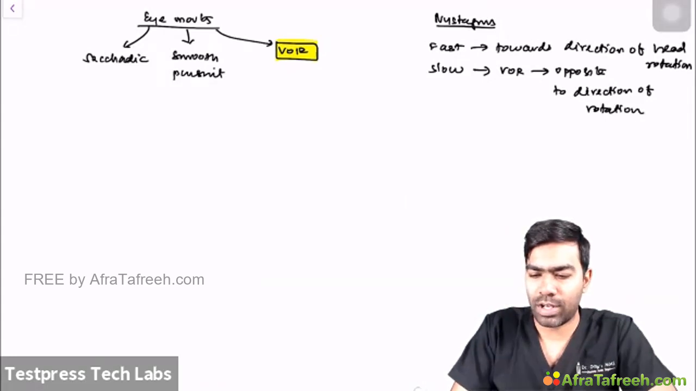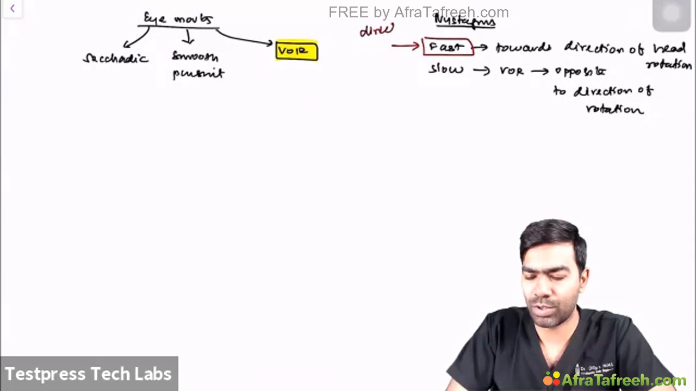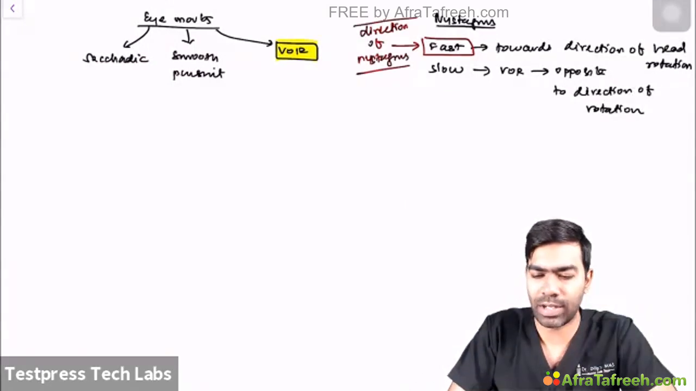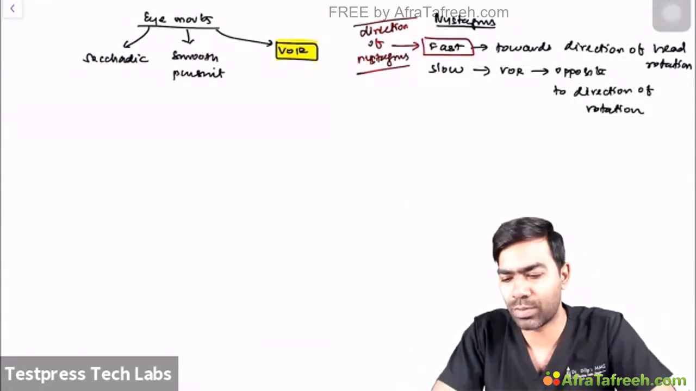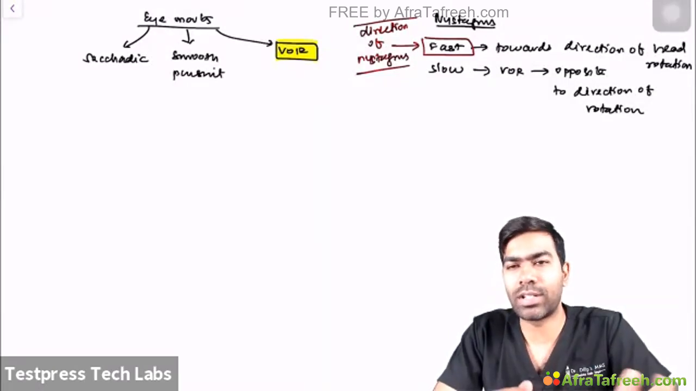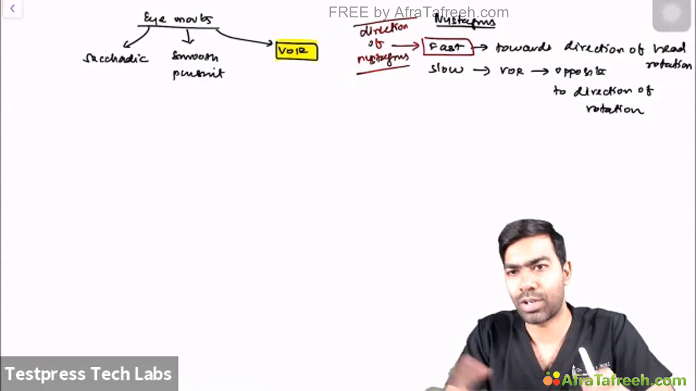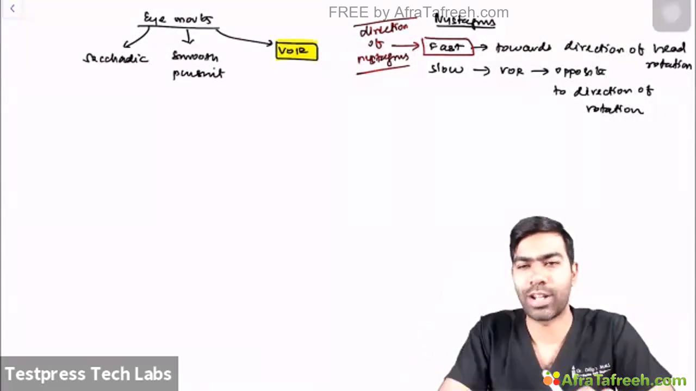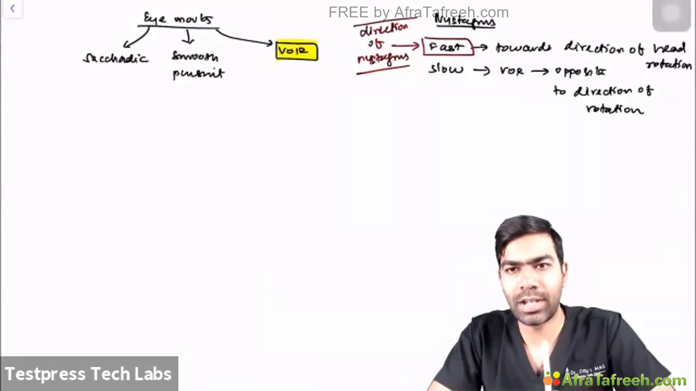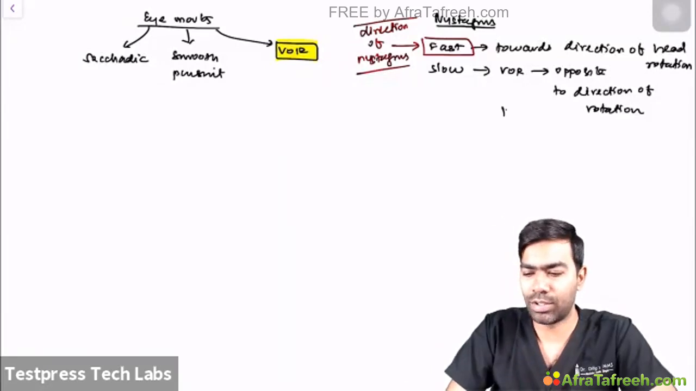More importantly, one thing you need to know is, this fast component is the one that is important, because the direction of nystagmus is usually denoted by the direction of the fast component. The direction of the nystagmus is basically denoted by the direction of the fast component only. So that's why this is an important point. This kind of rotation you cannot do, especially whenever a patient comes, you cannot ask them to rotate around in the chair. So you can mimic a kind of rotation of the head through caloric stimulation.